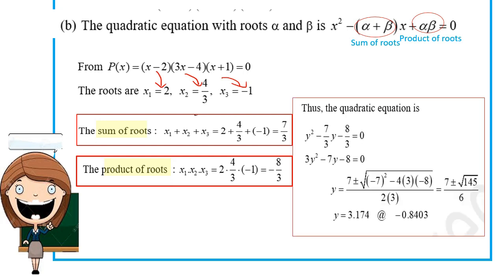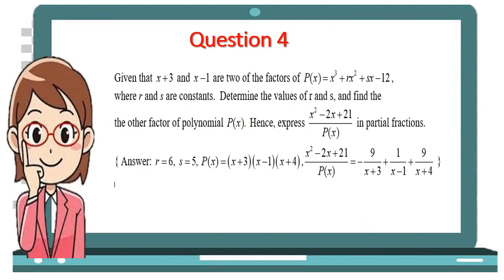Based on this information, we use the formula y squared minus the sum of roots times y plus the product of roots, to get a quadratic equation. Since this quadratic cannot be factorized, in order to find the roots we use the quadratic formula to get the values of y as 3.174 and negative 0.8403.